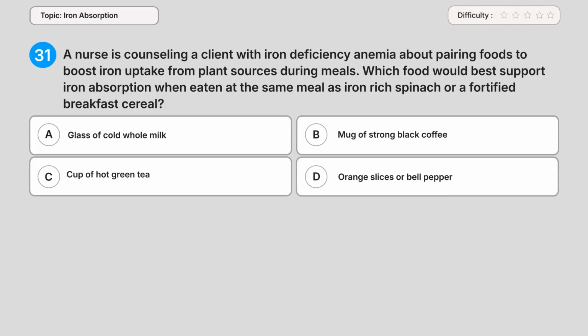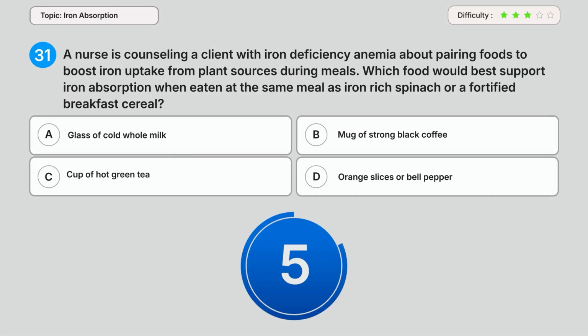31. A nurse is counselling a client with iron deficiency anemia about pairing foods to boost iron uptake from plant sources during meals. Which food would best support iron absorption when eaten at the same meal as iron-rich spinach or a fortified breakfast cereal? A. Glass of cold whole milk. B. Mug of strong black coffee. C. Cup of hot green tea. D. Orange slices or bell pepper. What do you think is the answer?